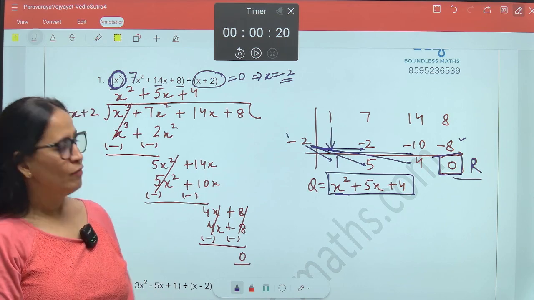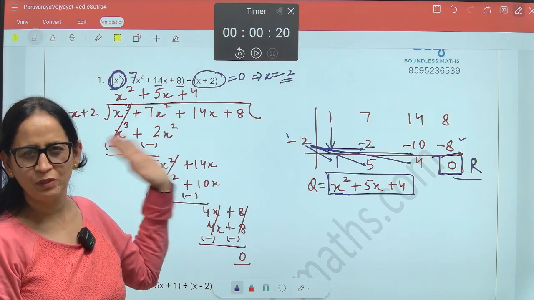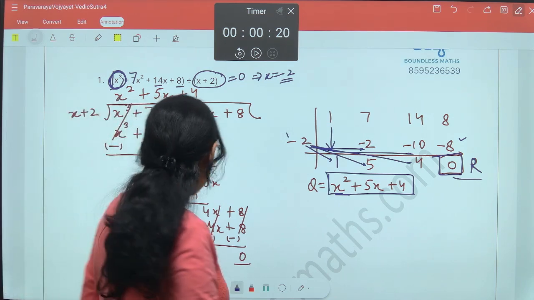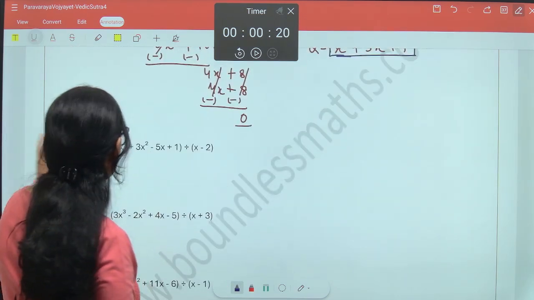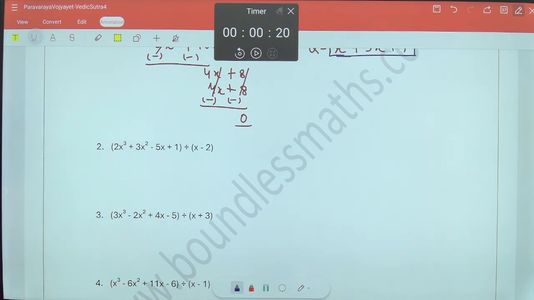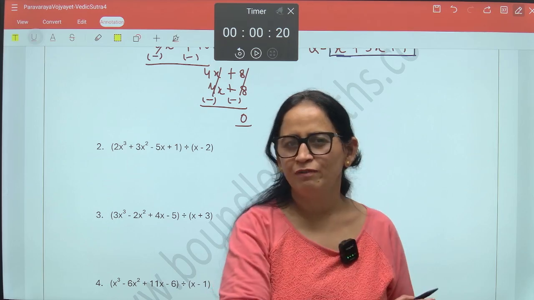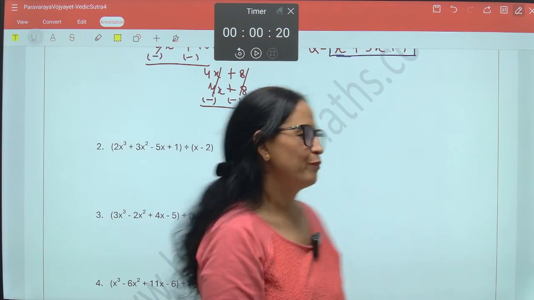Yes, it is. Once you start solving questions like this, you won't feel like doing algebraic division the conventional way at all. So let's have a look at another example. The question is 2x cube plus 3x square minus 5x plus 1. If you have understood the technique, pause the video, try to solve it on your own, otherwise you continue.